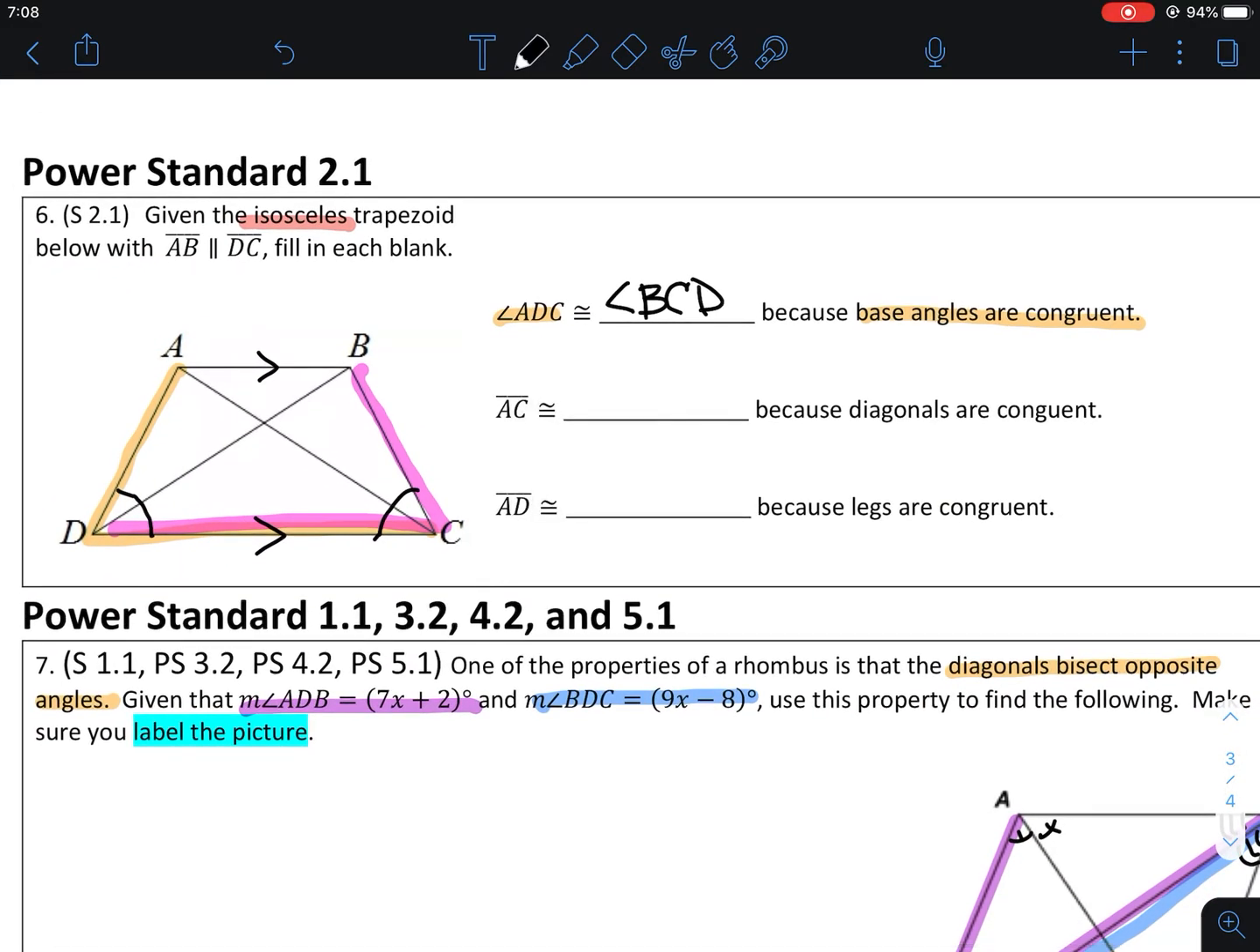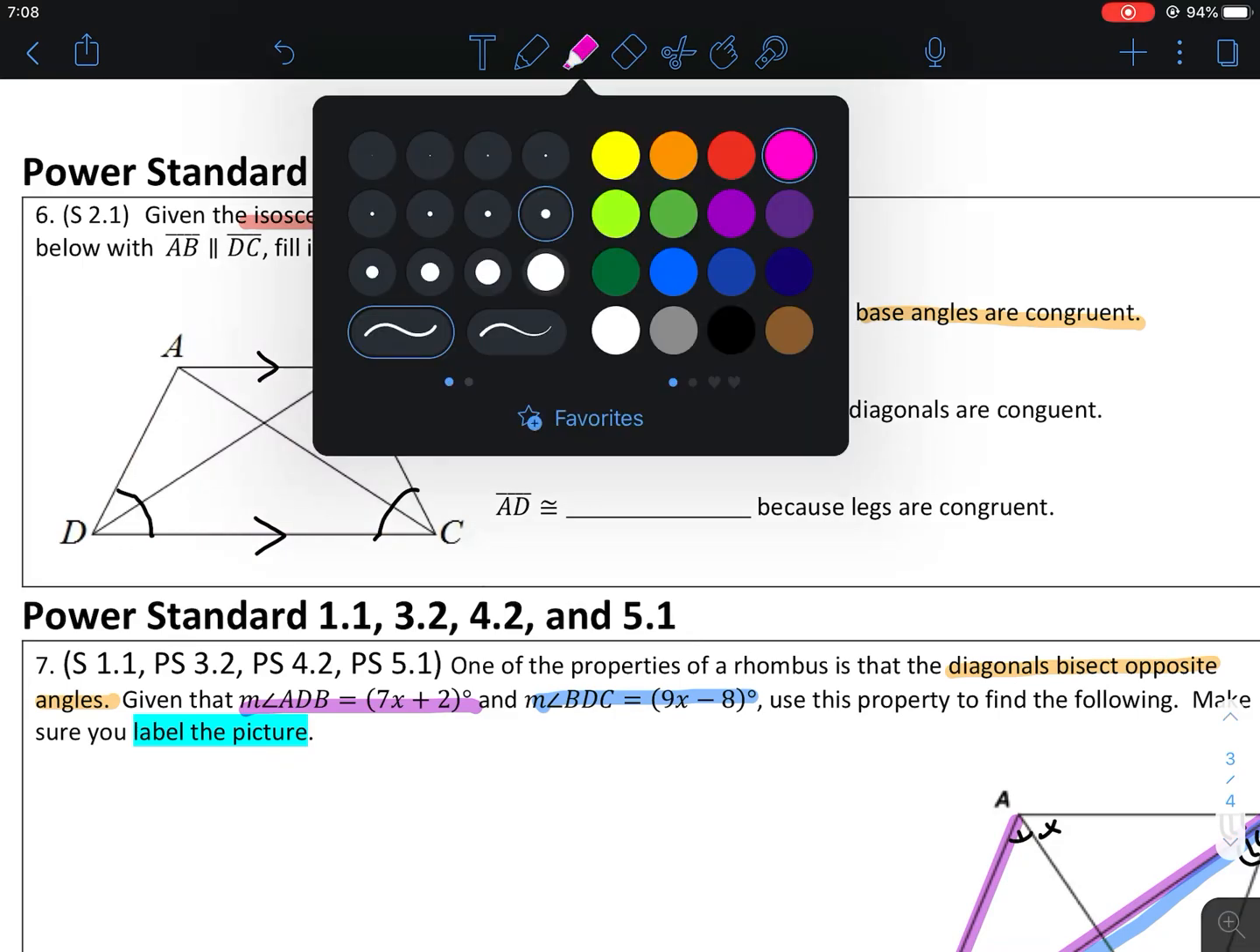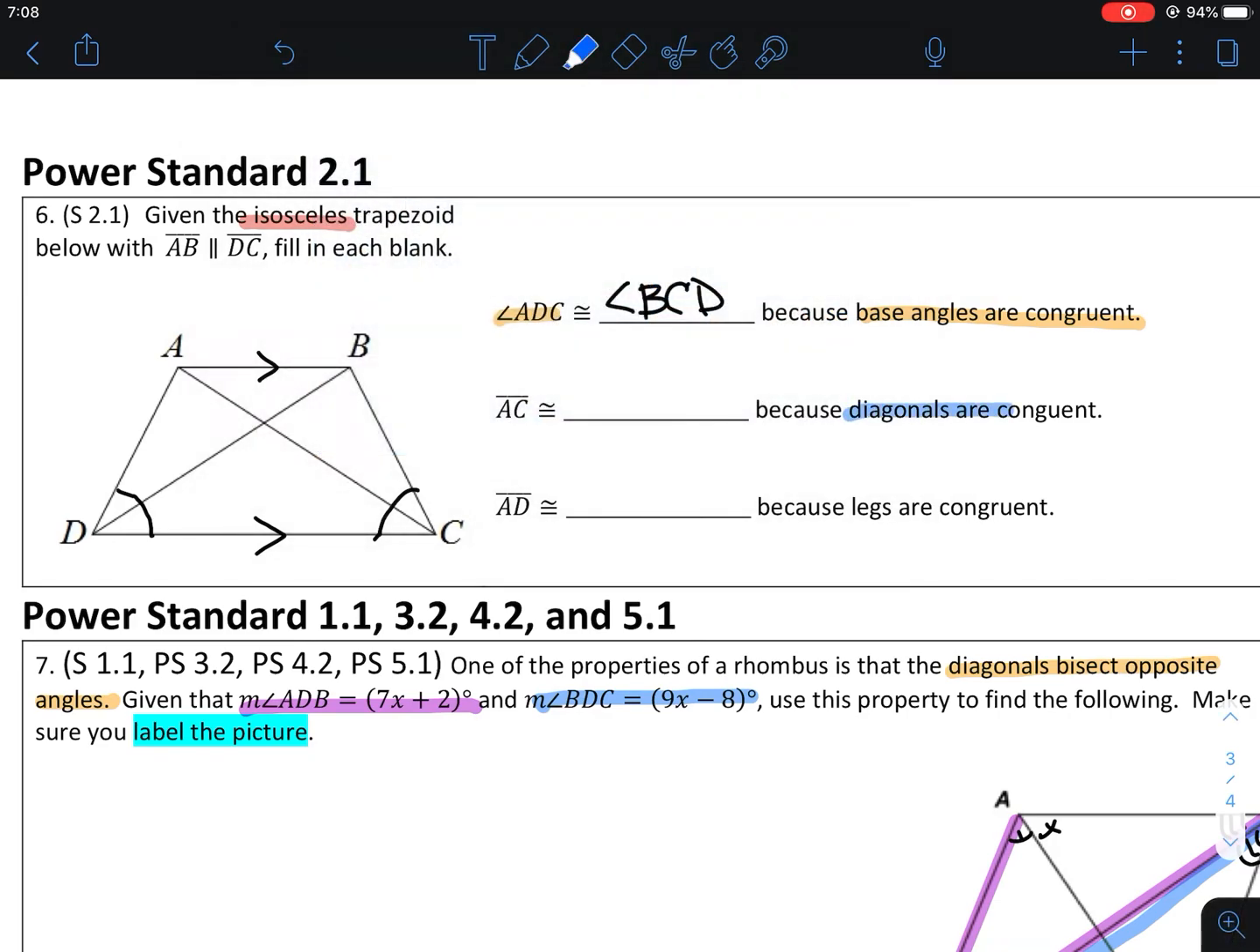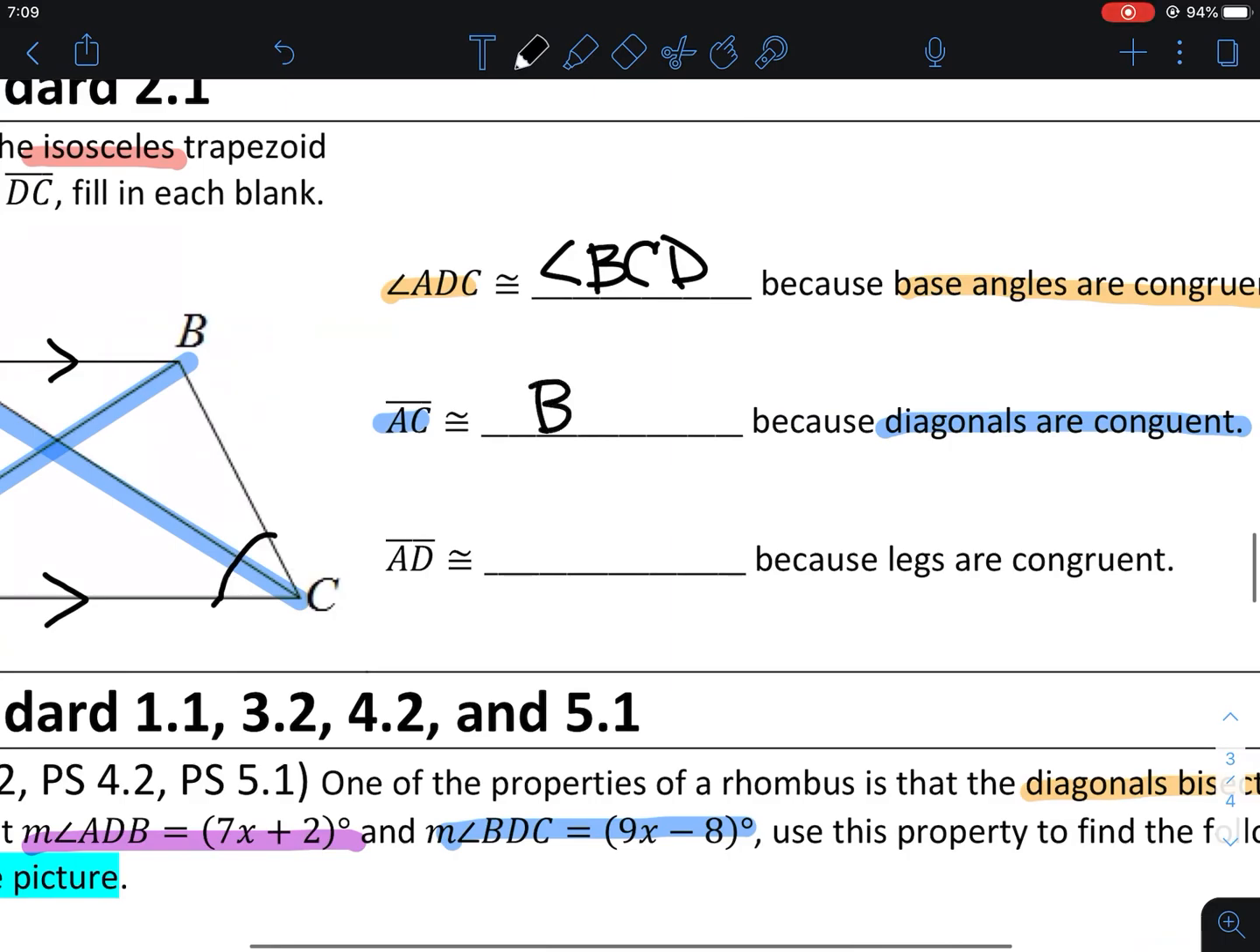The next property we're given is that diagonals are congruent. Let's get a different color here. Diagonals are congruent, so we're told that AC is congruent to, AC is that diagonal here from left to right, and then from top right to bottom left, we have BD. So AC is congruent to BD.